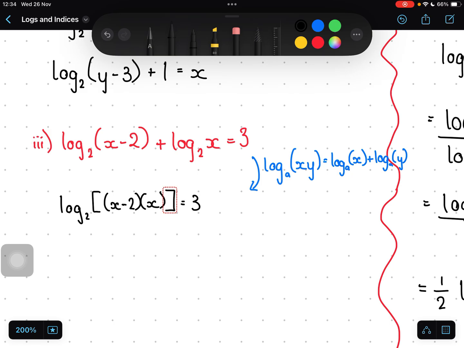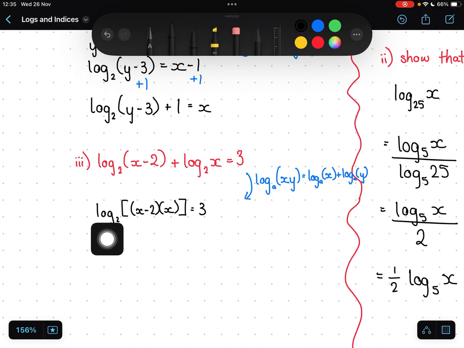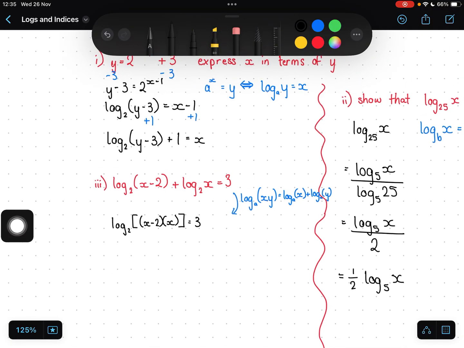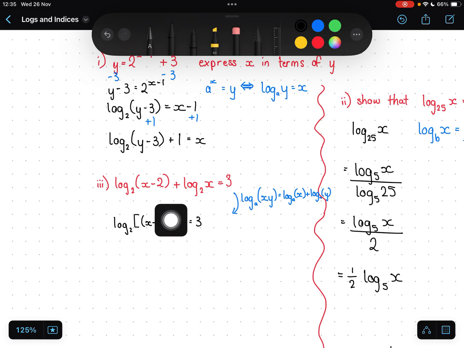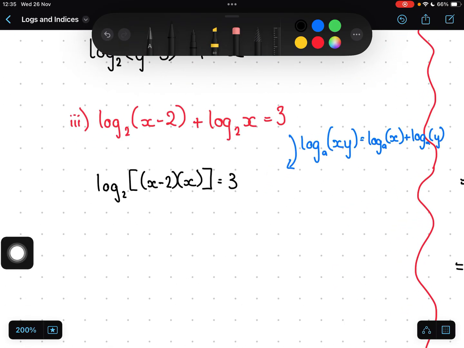Okay, really handy for me to merge them together because now I only have one log. I can go back to using my log rule here, so I'll actually be able to get rid of the fact that there's logs in this question. Let's go through this anyway and write it out with that multiplied so that it's nice and clear. I'm going to have x squared minus 2x is equal to 3.